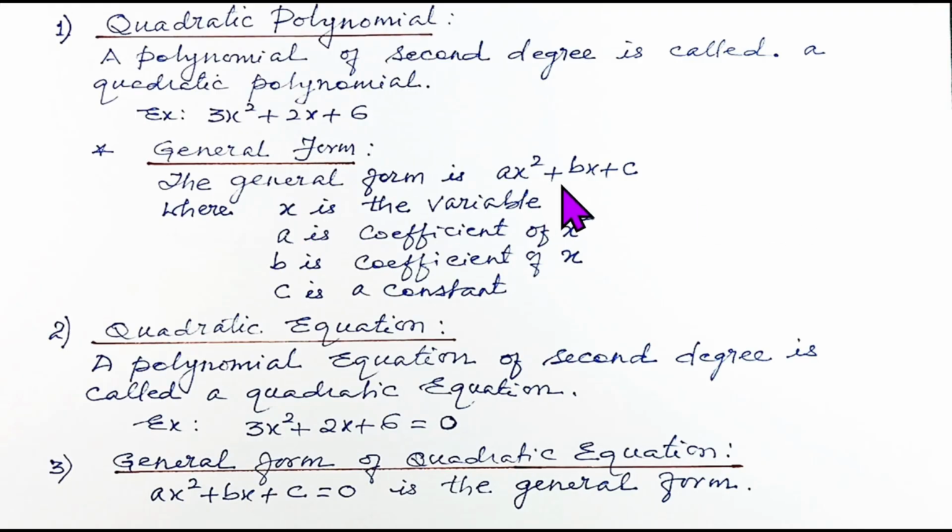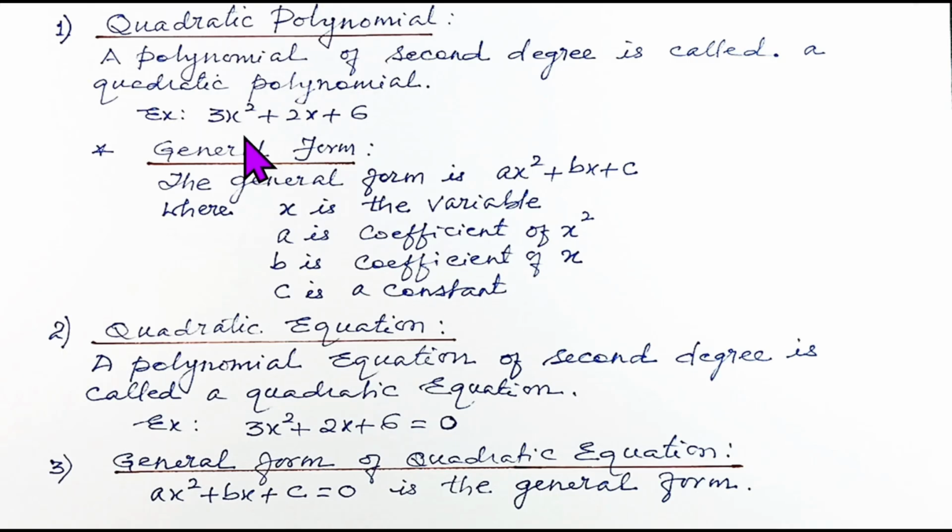The general form of a quadratic polynomial is ax square plus bx plus c, where x is the variable, a is the coefficient of x square, b is the coefficient of x, and c is a constant. Now, what is a quadratic equation? A polynomial equation of second degree is called a quadratic equation. That means an algebraic equation or a polynomial equation in which the polynomial is of second degree is a quadratic equation.